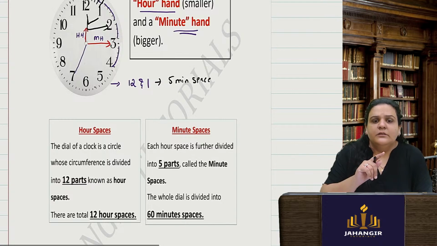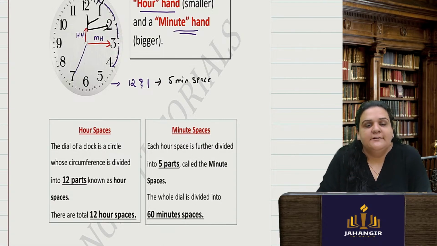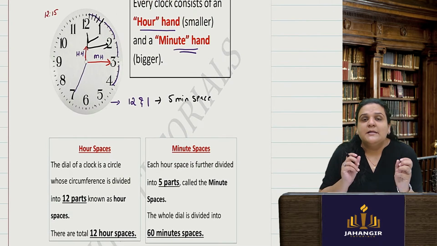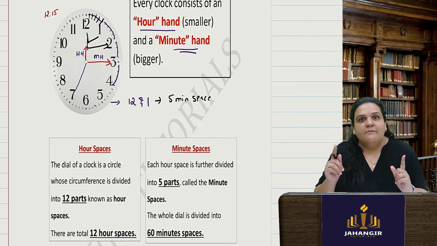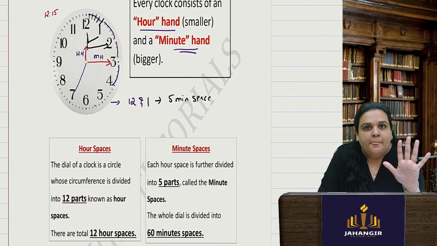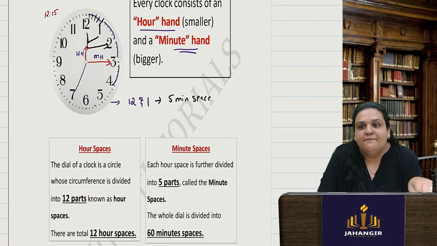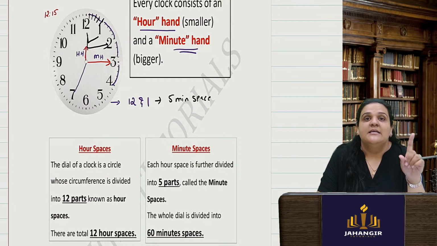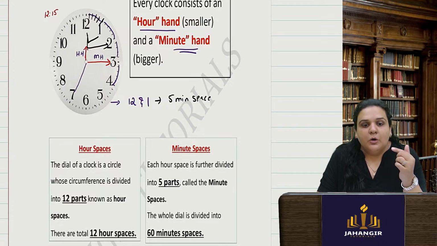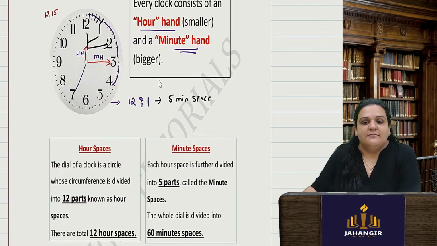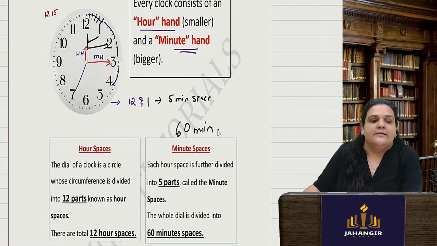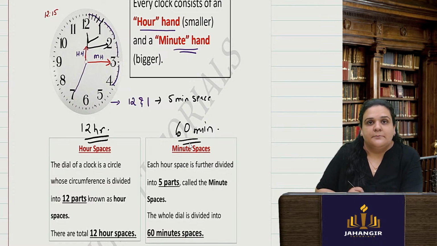Similarly, each hour is further divided into 5 parts. It is called minute spaces. So if I ask what the minute space between 12 and 1 is, it is a 5 minute space. The whole dial, therefore, has how many minute spaces? 60 minute spaces. For the whole circumference we have 60 minute spaces. We all know there are 60 minutes and there is a 12 hour space for the whole circumference.